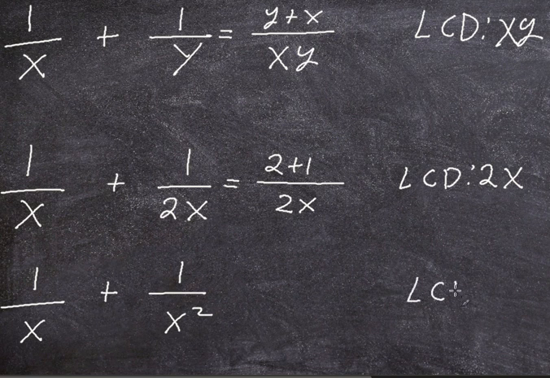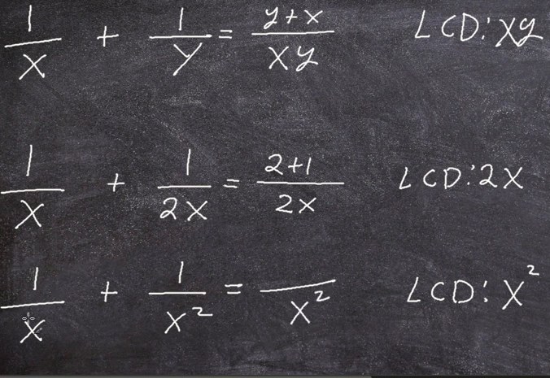Okay. Well, what about this last one here? 1 over x plus 1 over x squared. Well, what would the LCD be? I think it's x squared. I can multiply this x by another x to make it x squared. And so there's really no reason to change this. So I think the LCD has to be x squared.